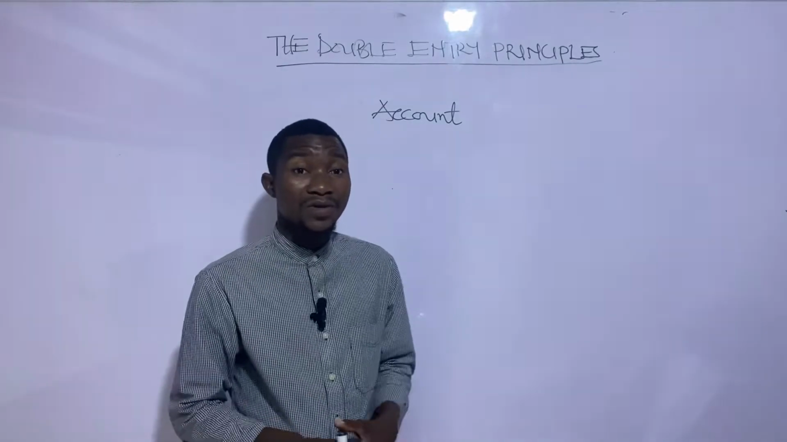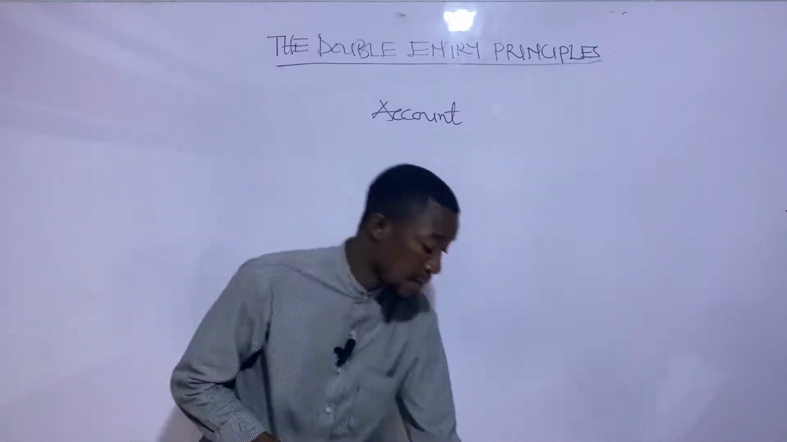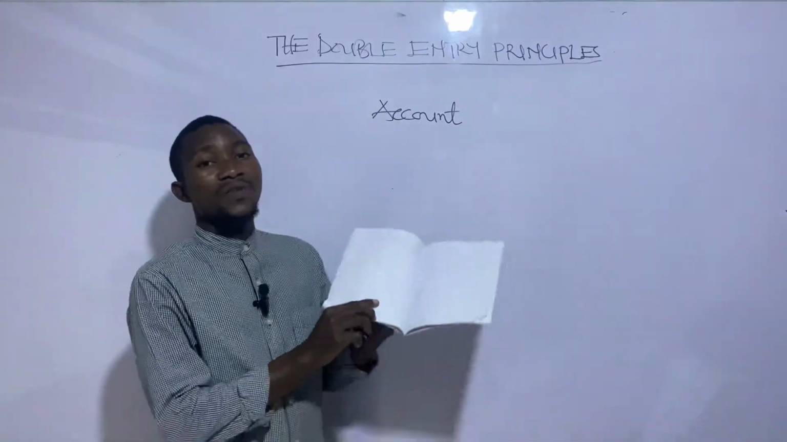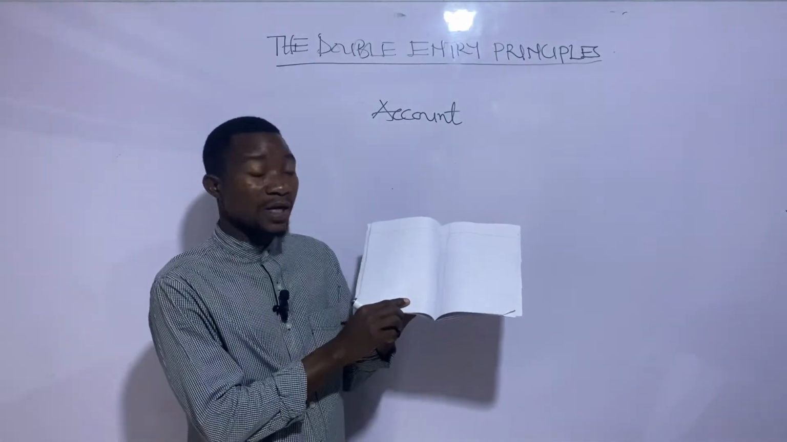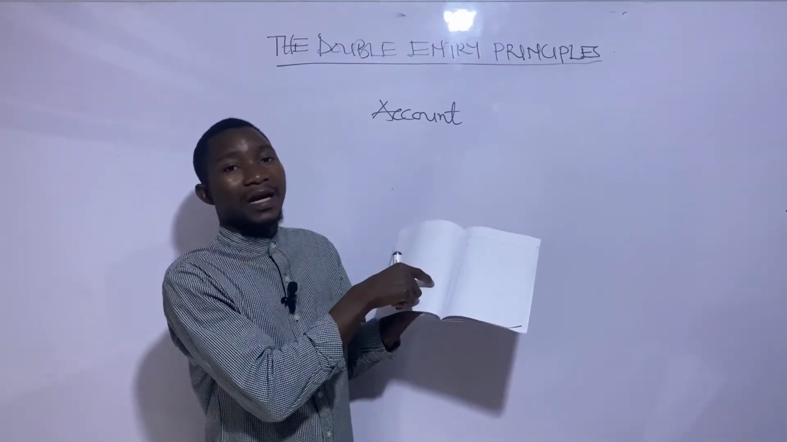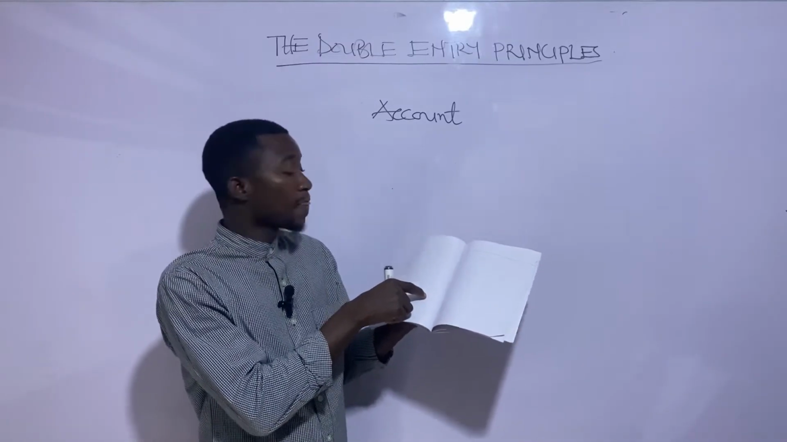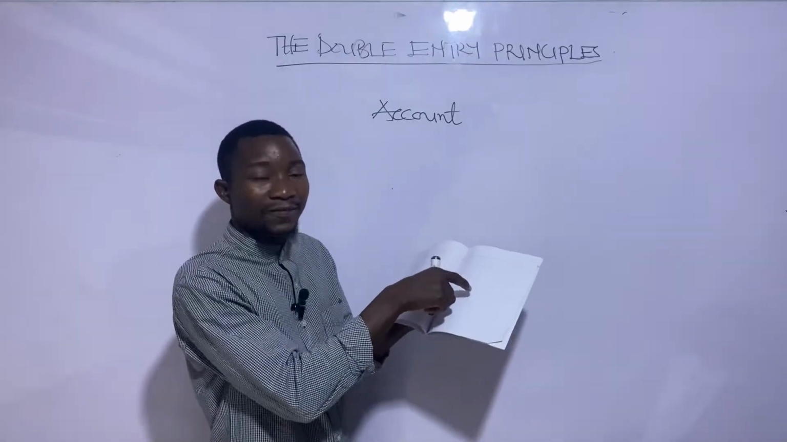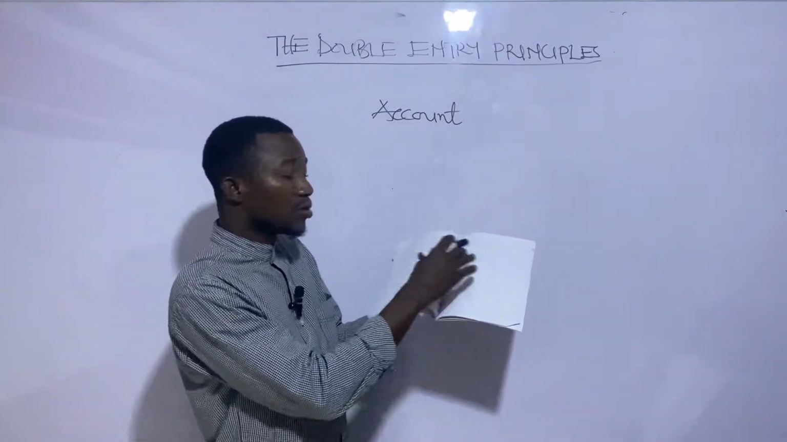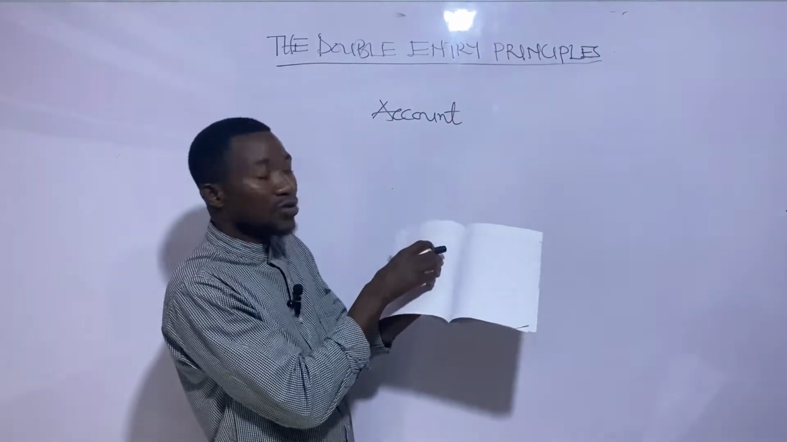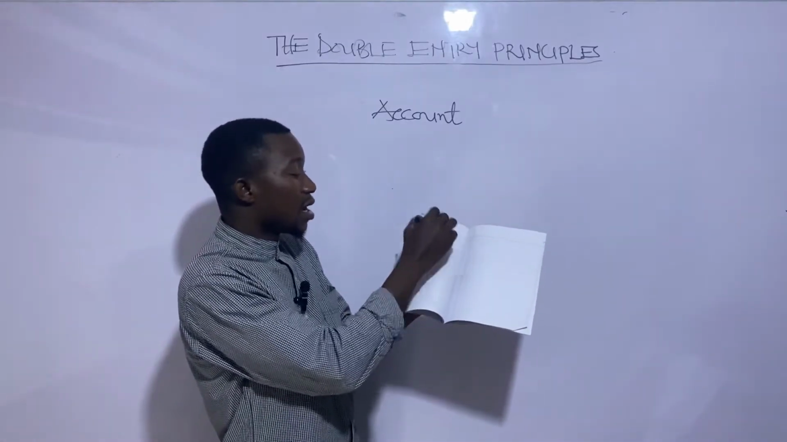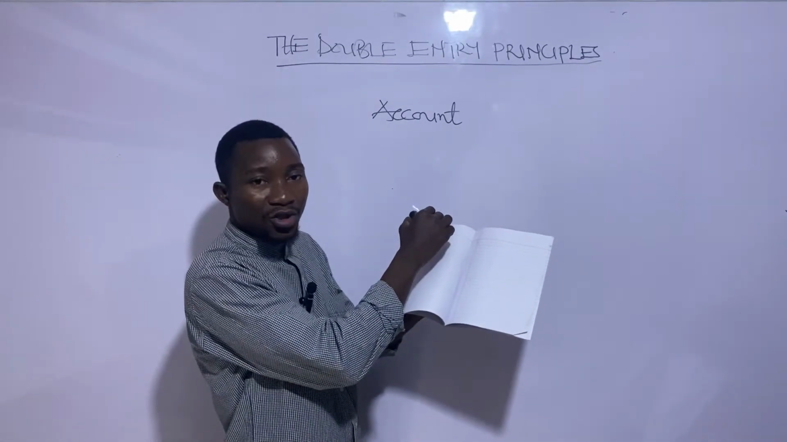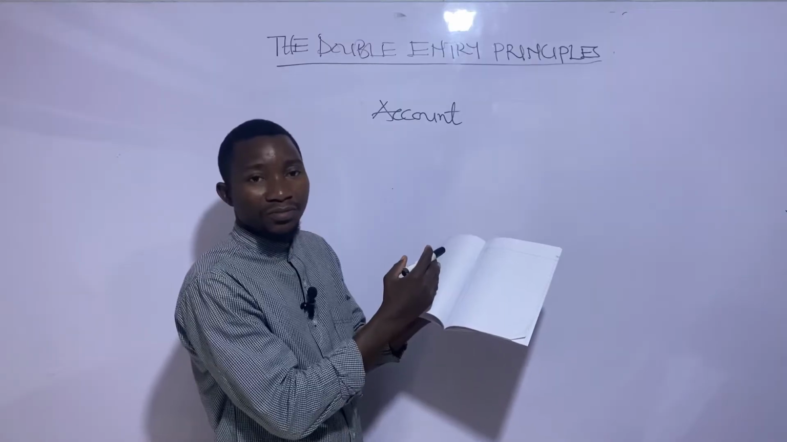So let me use this book to set an example for you. The whole of this book could be a ledger. A page of this is an account. So the accounts are found in a ledger. In this whole book, one page could be an account, so that we head it and write the name of the account on top and divide it into two.